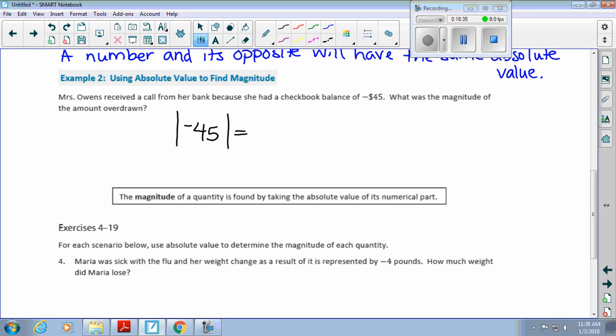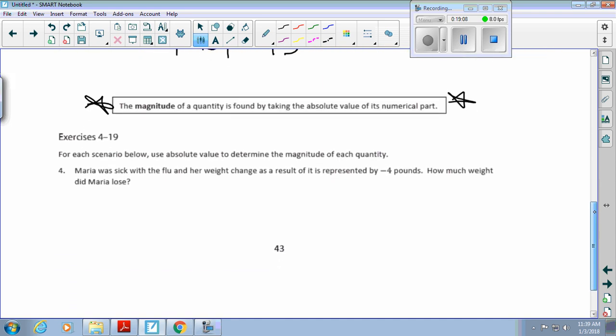All right, what is the absolute value of negative 45? What is the magnitude of that negative 45? Aiden? 45. Yep, very good. Told you guys this was a tough lesson. Really tough. So again, this is restating that the magnitude of a quantity is found by taking the absolute value of its numerical part. So you look at the number and you take the absolute value, okay? Magnitude and absolute value mean the same thing. All right, let's move on.